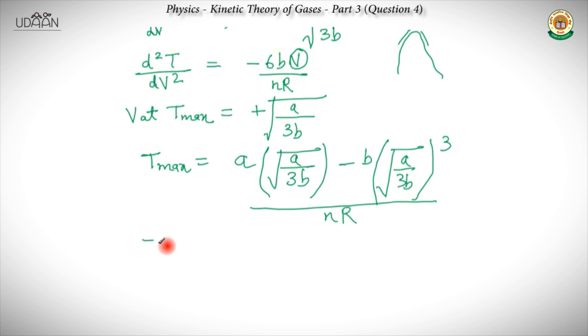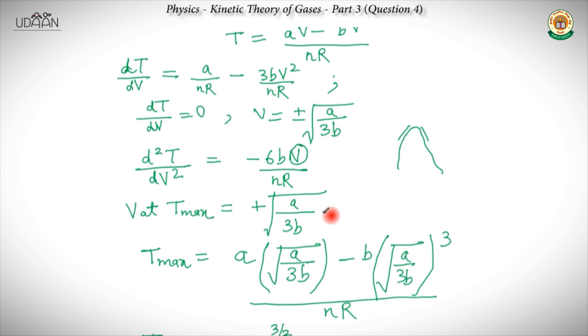So on solving this, we'll get the answer as 2 A to the power 3 by 2 divided by 3 root 3 b nR. This is like b is inside the root. So guys, this is the final answer for you. This is the maximum temperature, and this volume is the volume at the maximum temperature. We'll move on to the next question now.